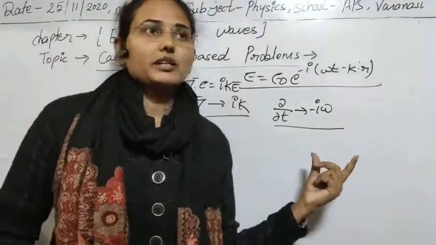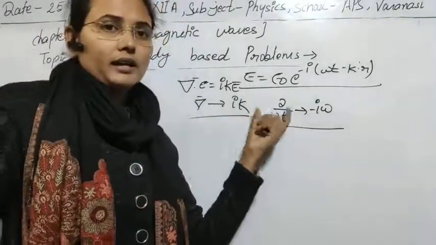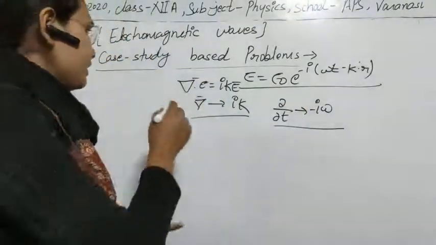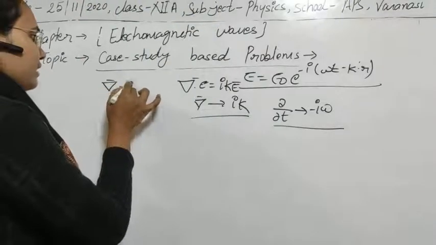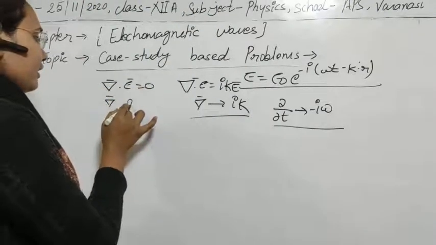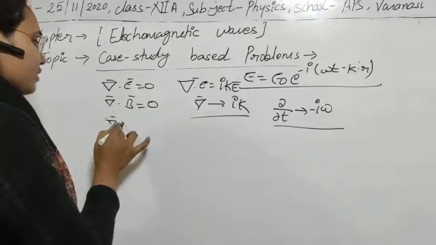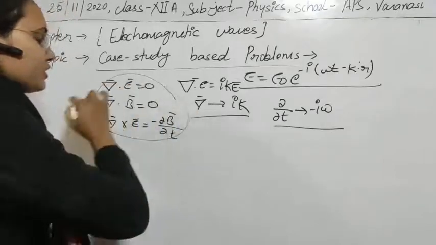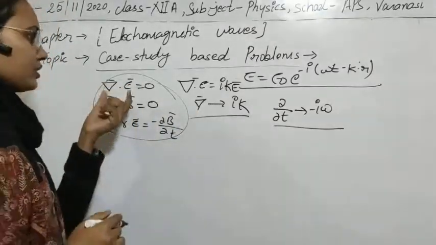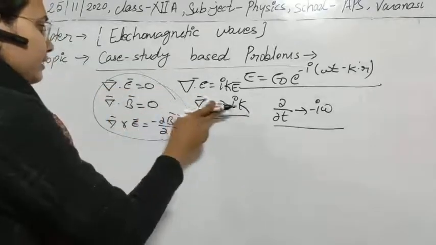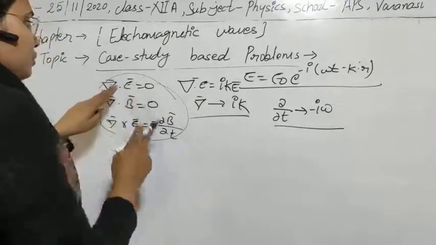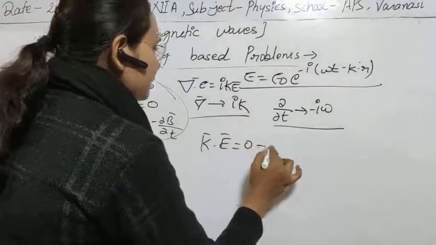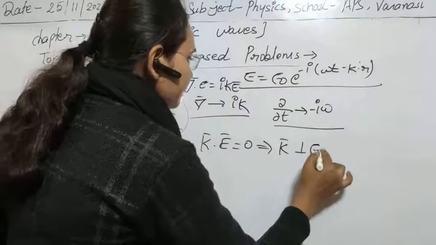In a 1 mark question you can directly use it, and if you are using the equations: for the vacuum case, del dot E is equal to 0, del dot B is equal to 0, and del cross E is equal to minus ∂B/∂t. With all these three equations you can prove it. Just use it. From the first equation you can write k dot E equal to 0.